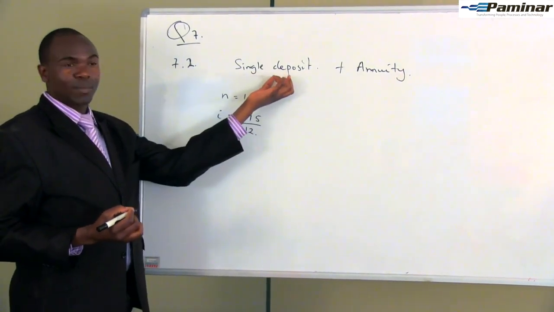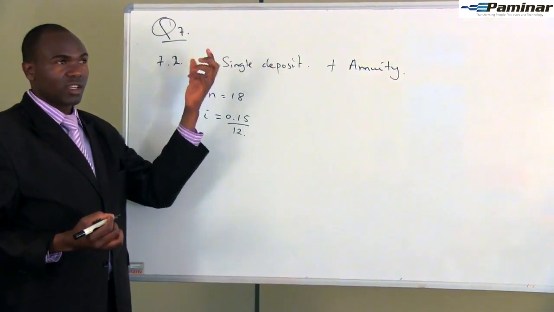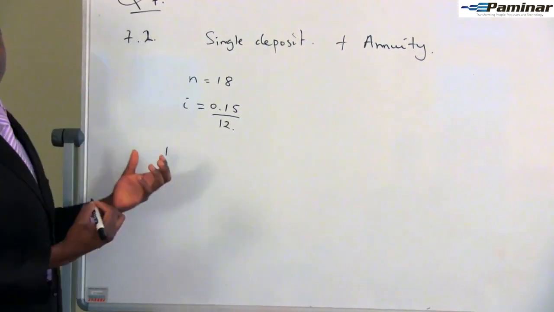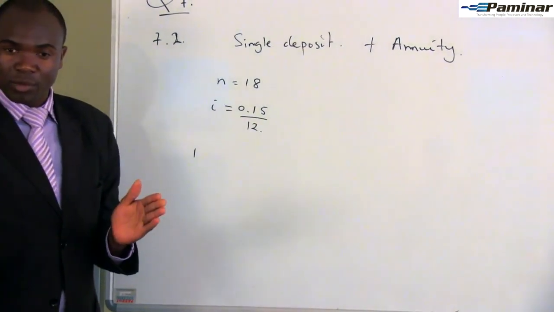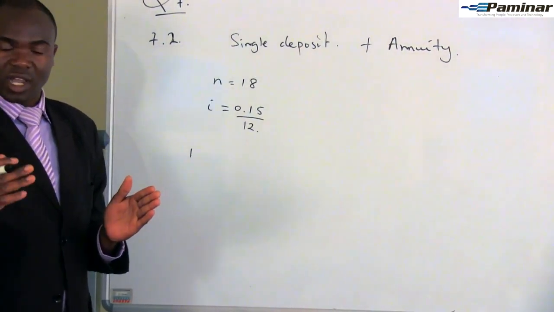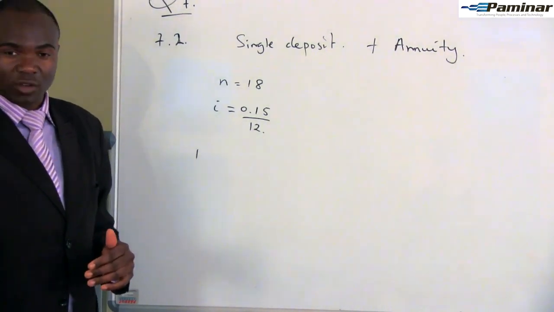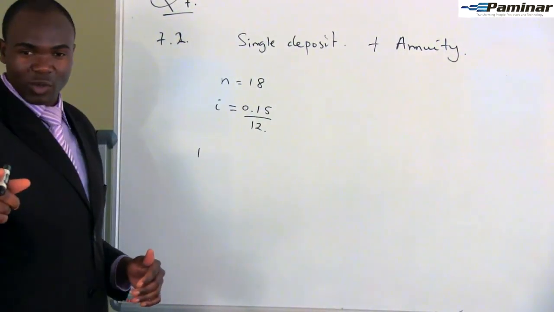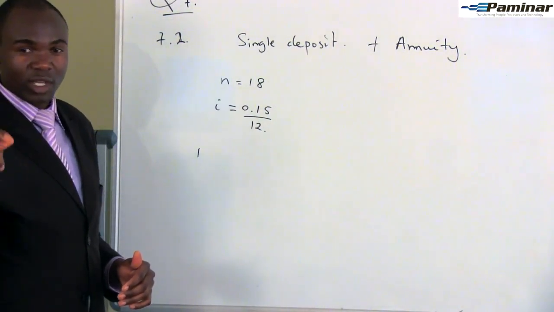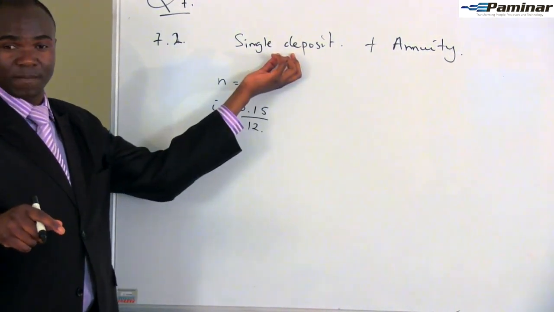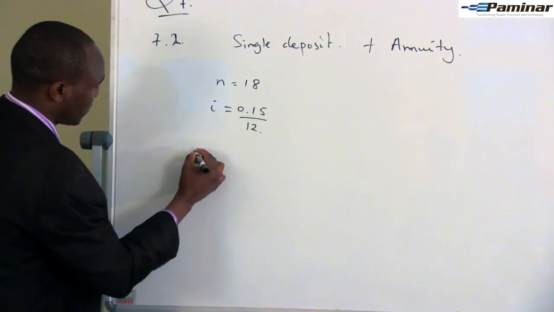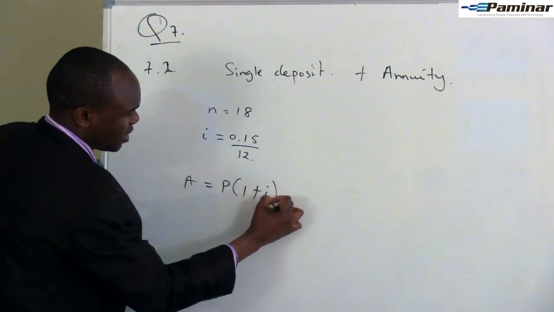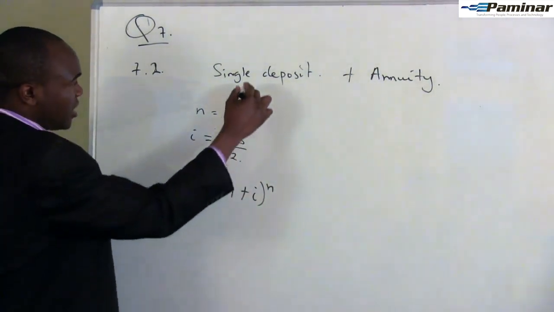For the single deposit, the initial deposit that was made, that 1,000 Rand, we have to use the single discount formula, not the annuity formula. We have to separate between the two. That's where your question comes in: which formula do we need to use? For a single deposit, we use A is equal to P(1 plus I) to the power N. This is the single deposit.